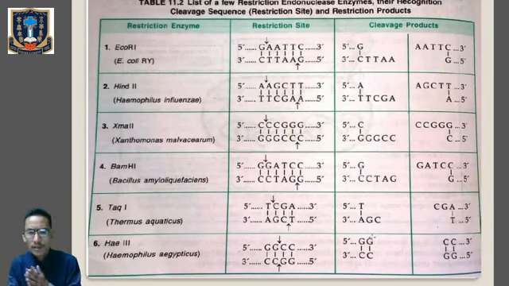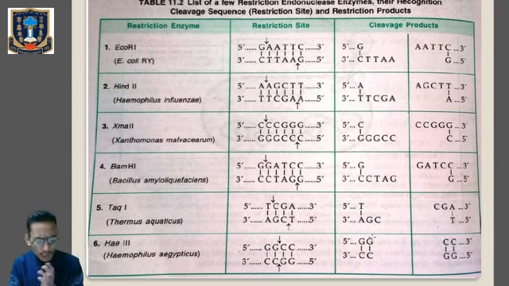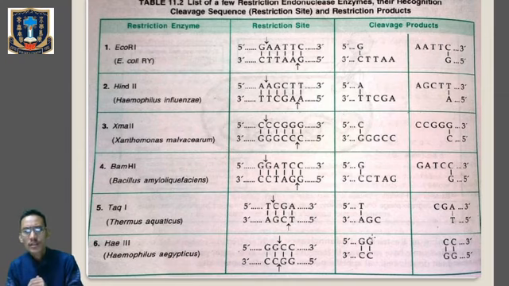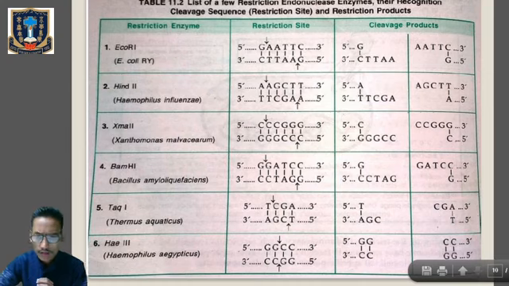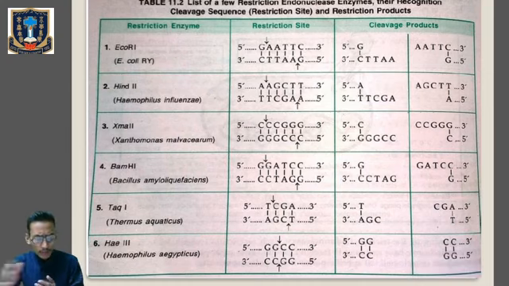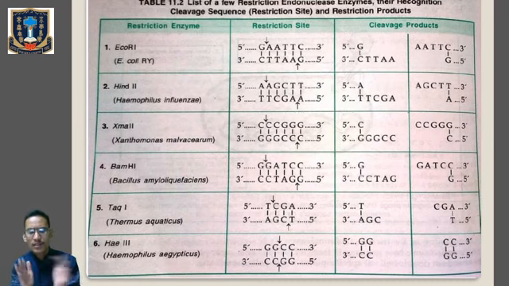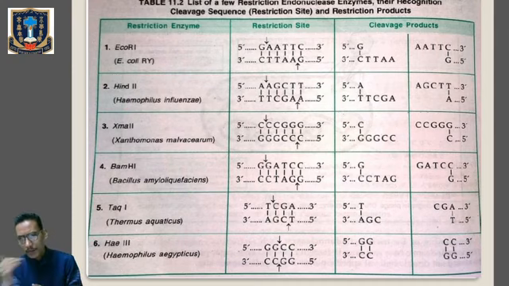Now in the book, go to page number 584. You will get Table 11.2, where you will find the list of a few restriction endonuclease enzymes, the recognition cleavage sequence, and the restriction products. Okay, so you will find it on page number 584. So EcoRI has the restriction site GAATTC. This is mainly a palindromic sequence. Okay, and can you remember the cleavage products, the sticky ends which are produced?